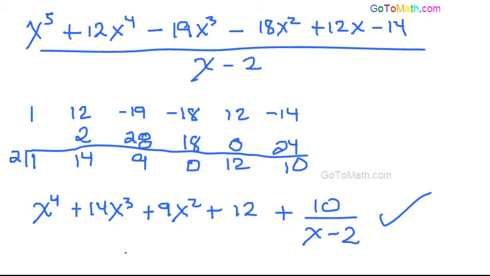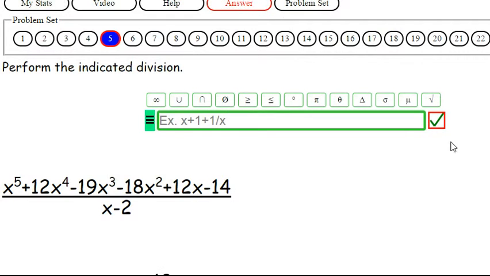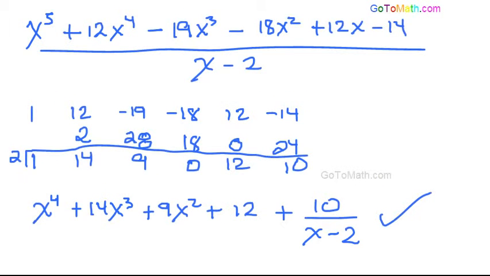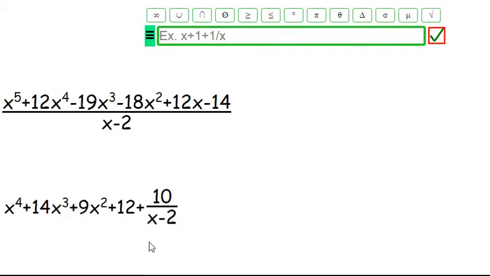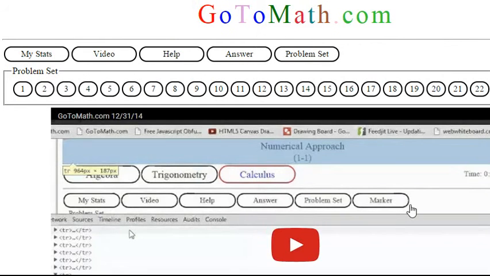So you should be getting the hang of this by now. Alright, so let's see what's going on here. Hopefully everything's going on good. 9x squared plus 12 and 10 over x minus 2. Alright. Okay, looks good.